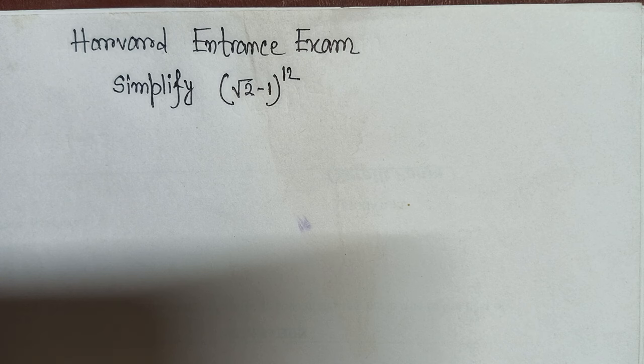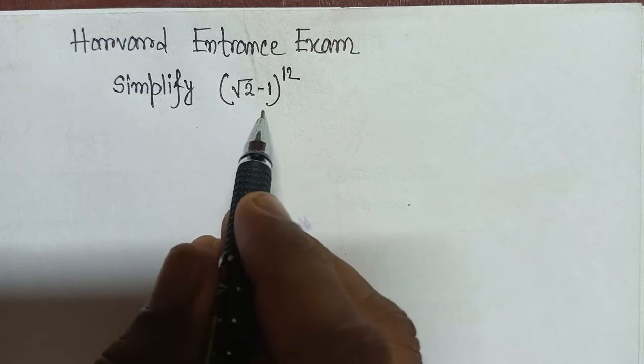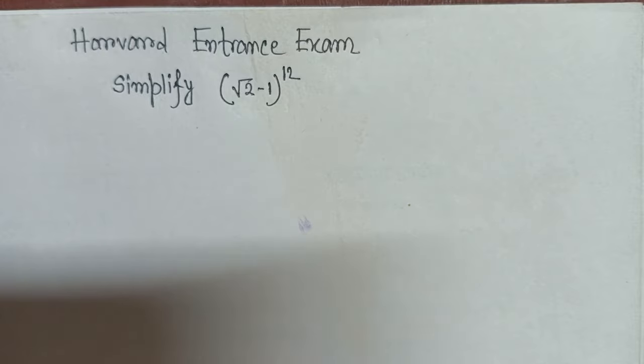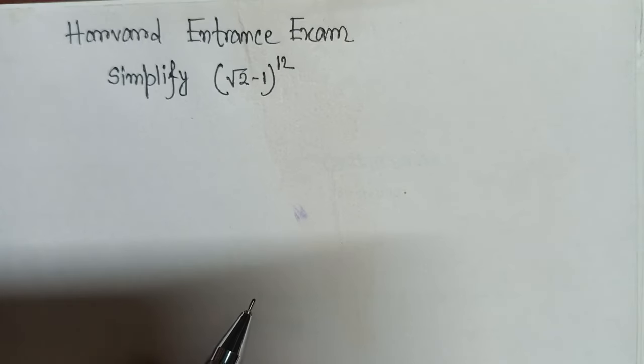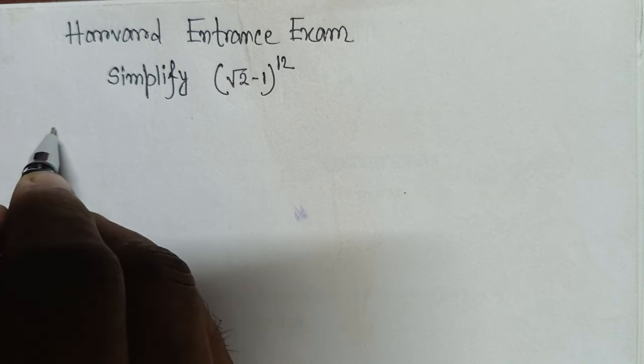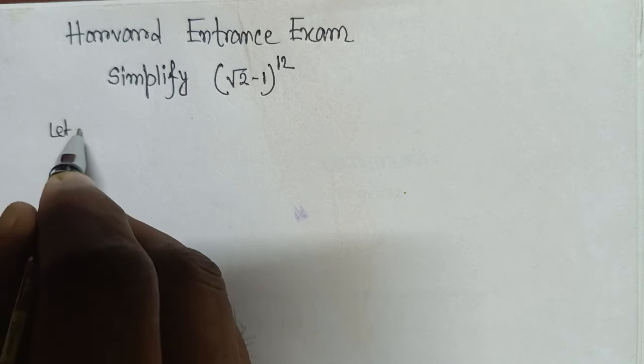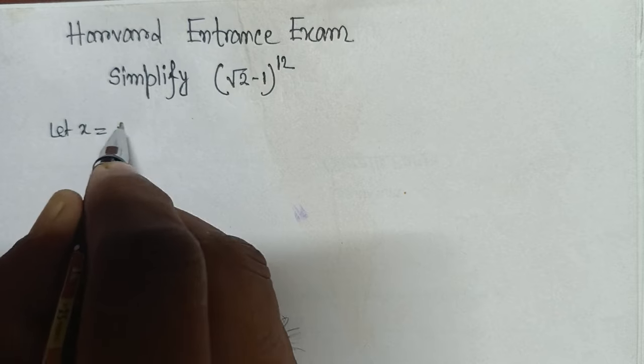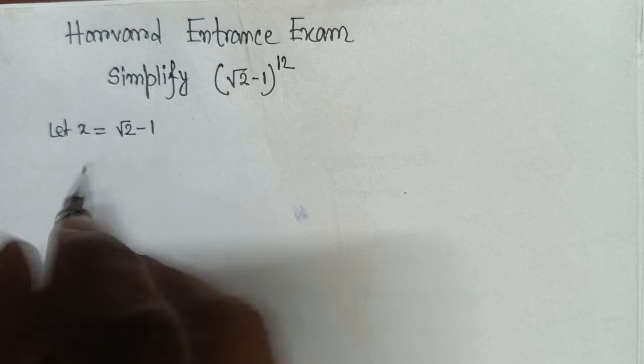Today we are going to simplify one expression: (√2 − 1) to the power 12. We can solve this in different ways, but we are taking one of them. So let's start. For this, let x be equal to √2 − 1.